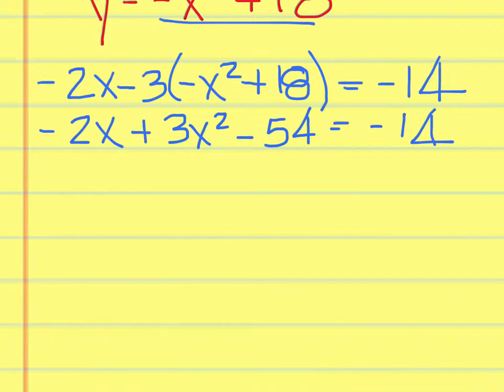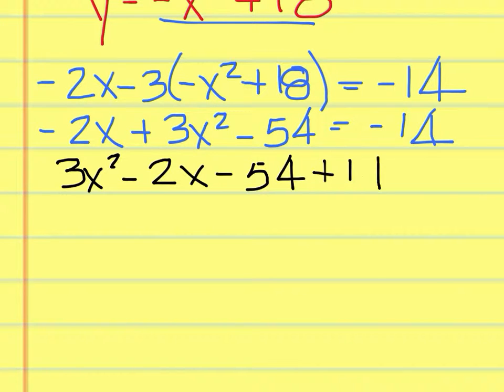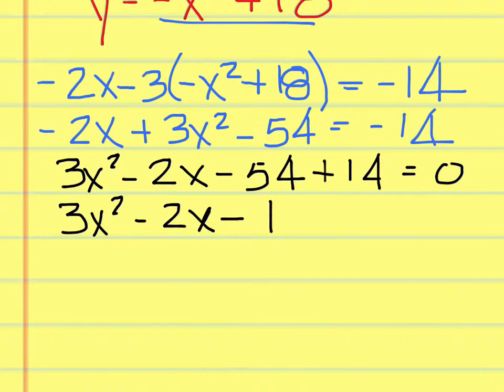You must have it in standard quadratic form, which is ax squared plus bx plus c equals 0. So we have 3x squared minus 2x minus 54, and then move the minus 14 to the left. Simplify your constants there on the end. Minus 54 plus 14 would be minus 40.